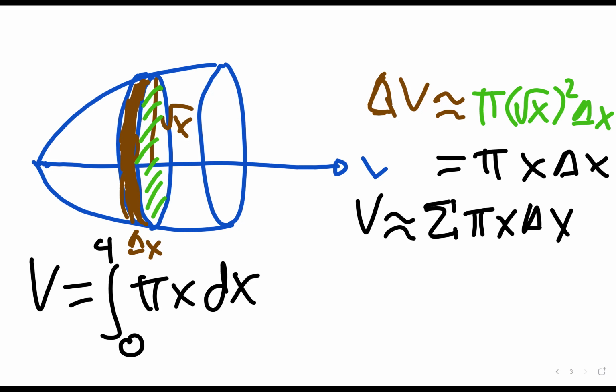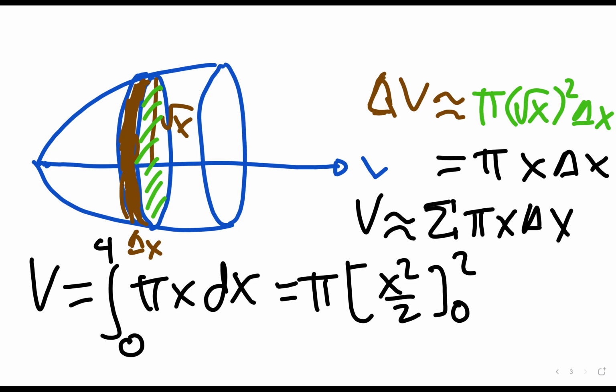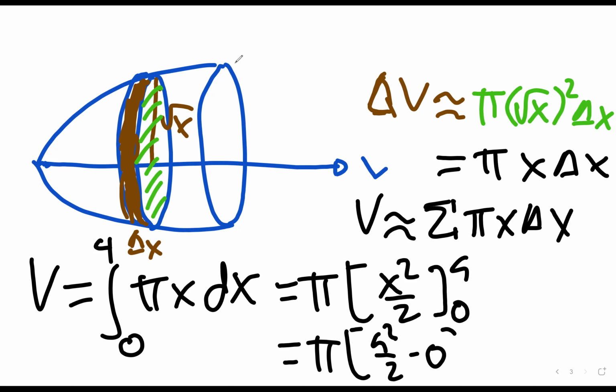Okay, so in this case, if you simplify, you have pi multiplied by x squared over 2, from 0 until 4. So you have pi times 4 squared over 2 minus 0. That will be 8 pi. The volume will be 8 pi. Okay, so this is the example for the method of disks.